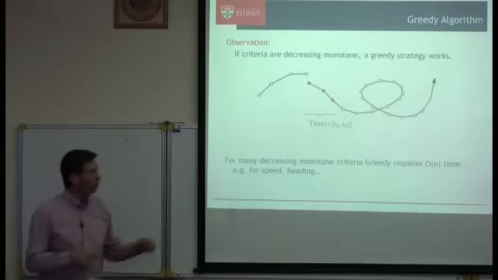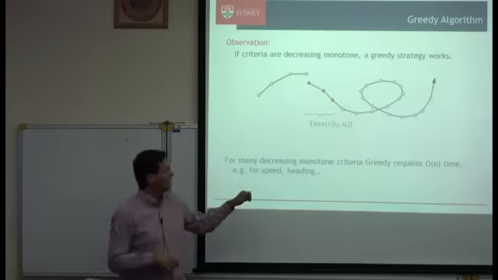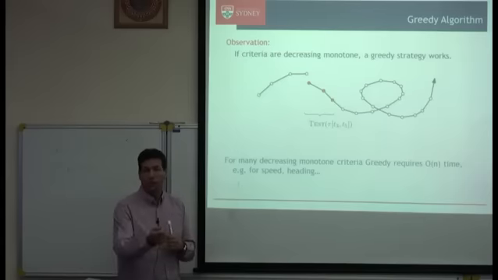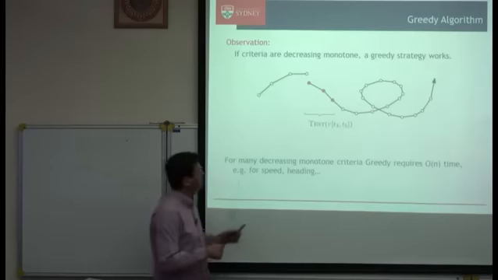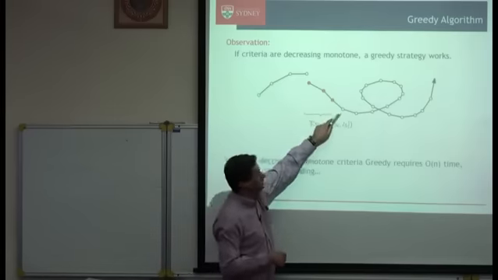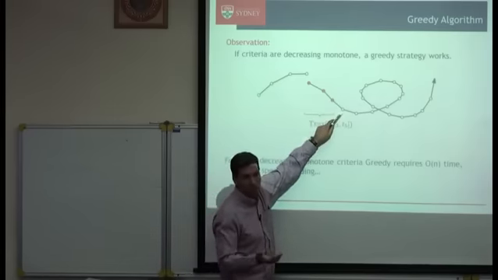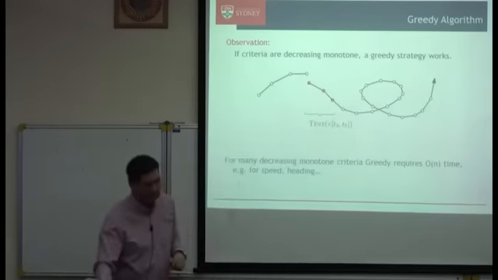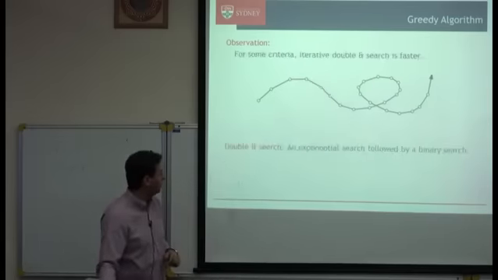So for many decreasing monotone criteria, this just takes linear time. For example, if I want, say, heading or speed, then adding a new vertex will only cost me constant time to update. So if I check this, just adding this one, it only costs me constant time to check. That means running this greedy algorithm will cost me linear time.